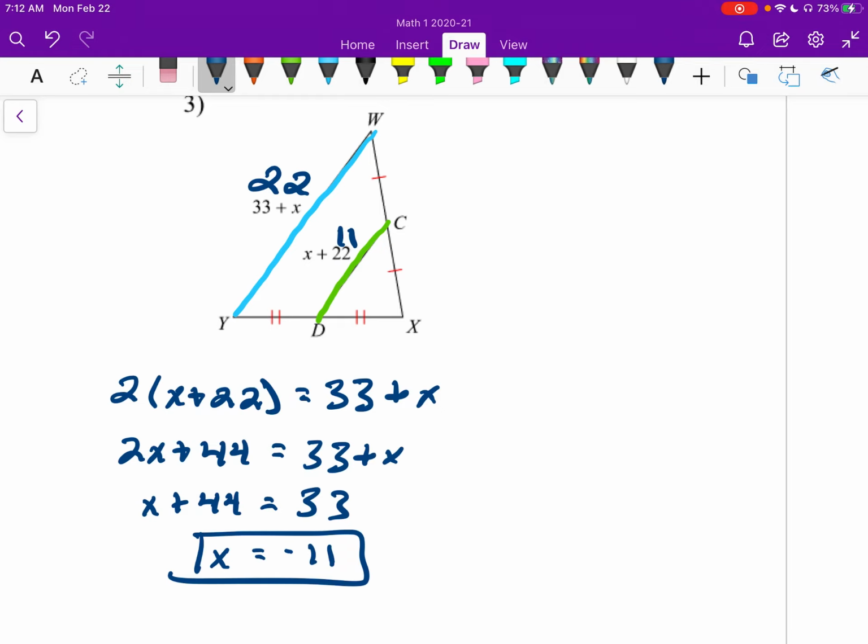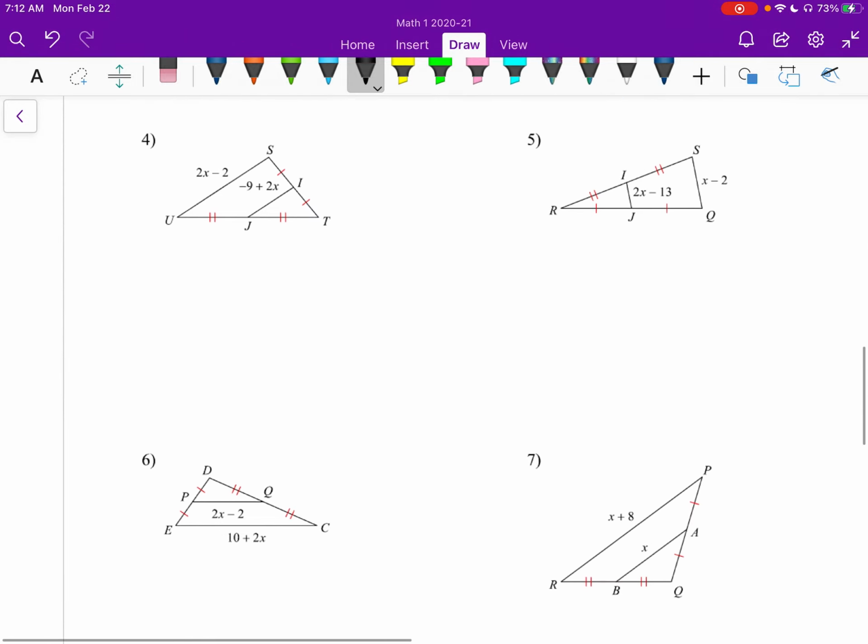The length of my side is 22. It's not written in there, but they're parallel, right? We know that they're parallel. And we know that the big side is double the small side, or the side is double the midsegment, right? So you can check your work that way. Number 4.